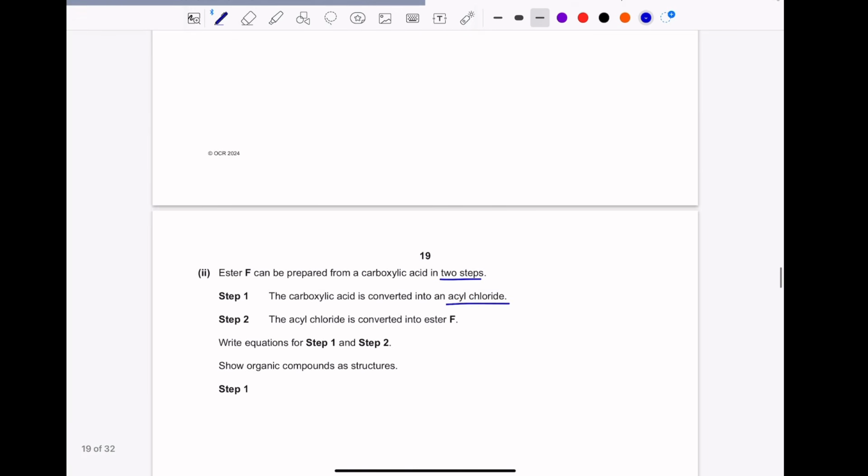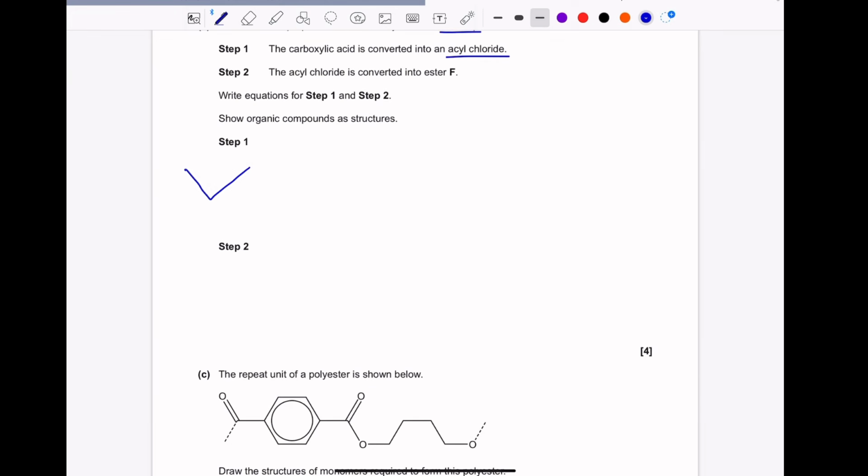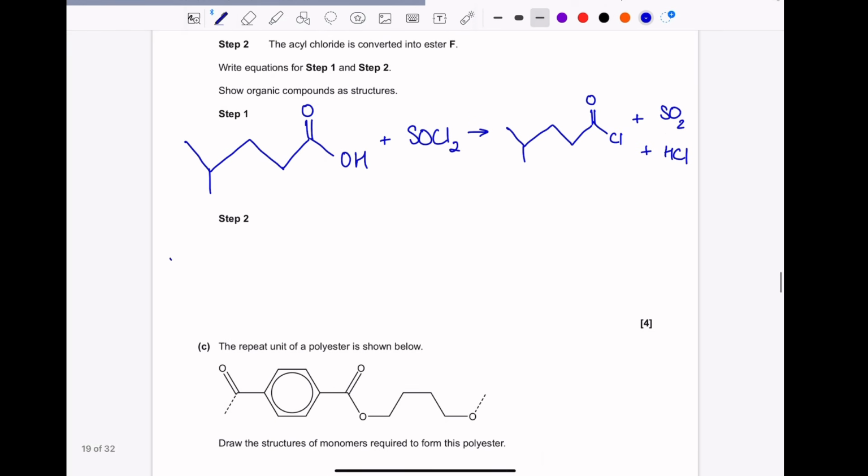So first with the acid, that was 4-methylpentanoic acid, so that would be something like this. And that reacts with something to make it an acyl chloride, and that something is SOCl2, and that makes the acyl chloride. And the byproducts are SO2 gas, as well as HCl. And that compound, the acyl chloride, gets converted into an ester, so that means we require alcohol, which was ethanol.